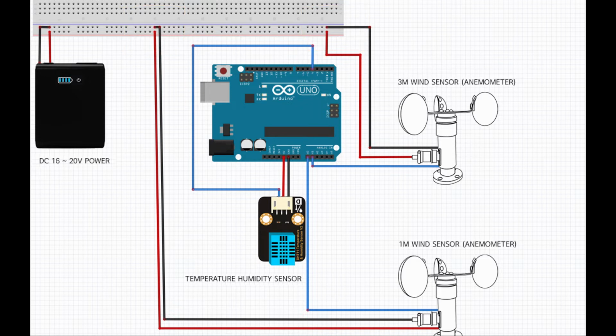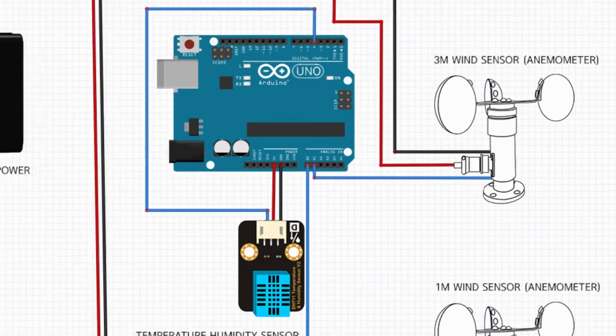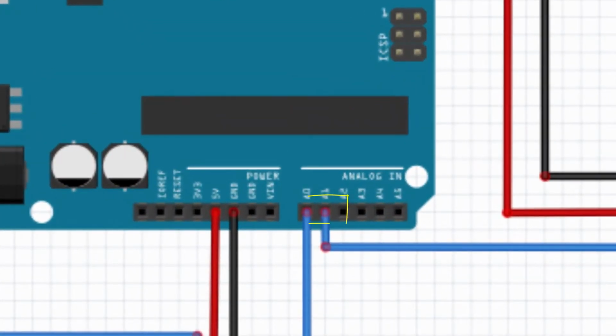The analog current result measured at the 3 meters height anemometer is transmitted to the A1 analog port of the Arduino board, and the analog current result measured at the 1 meter height anemometer is transmitted to the A0 analog pin.